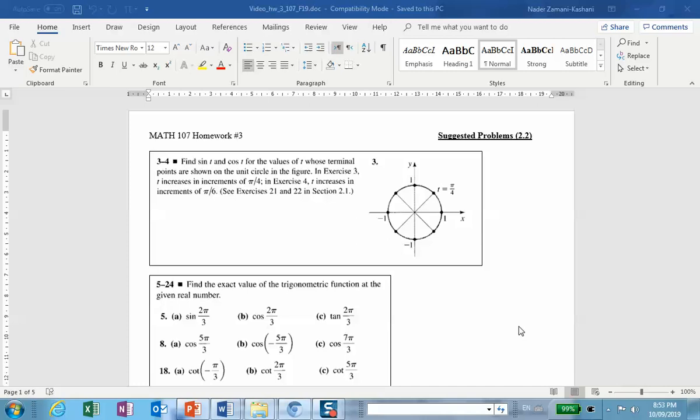The video segment for homework number 3. It is not your imagination. Actually, this homework number 3 is pretty much identical to homework number 2 as far as the format. Of course, I have selected a different set of problems, but these two homeworks are so important that I decided to basically duplicate them.